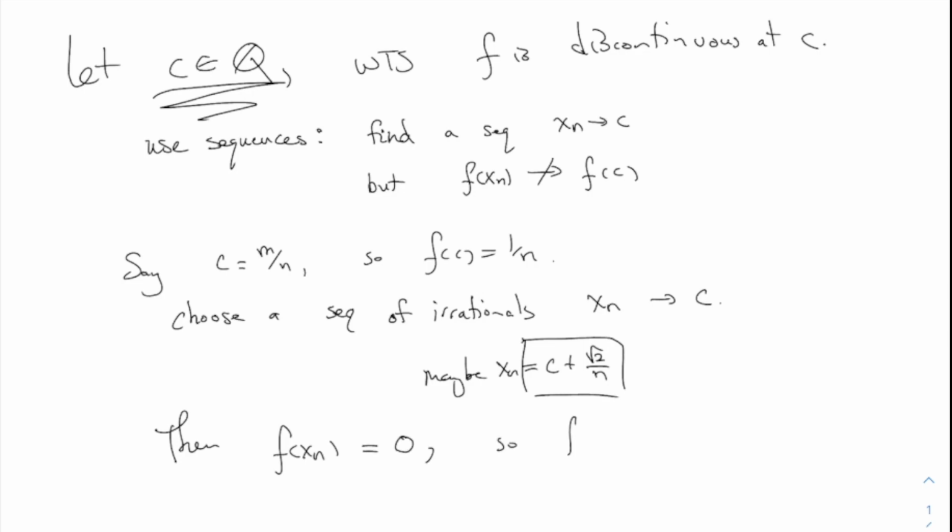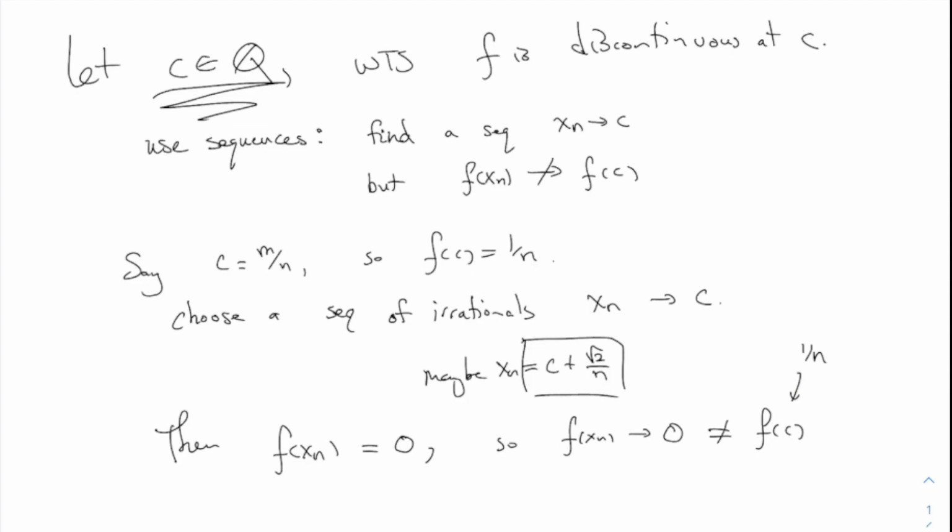And so f of x_n, the sequence, approaches 0. Not C. Approaches 0 because as a sequence, it looks like 0, 0, 0. It's just 0 every time. So it approaches 0. And that is not equal to f of C, right? Because f of C is 1 over n, which is not 0. So that's the demonstration. What we have to show is f of x_n does not approach f of C. And it doesn't, because f of x_n approaches 0, but f of C is something else, not 0.